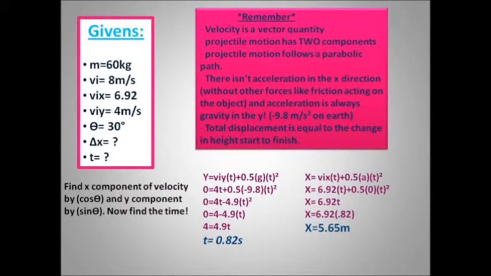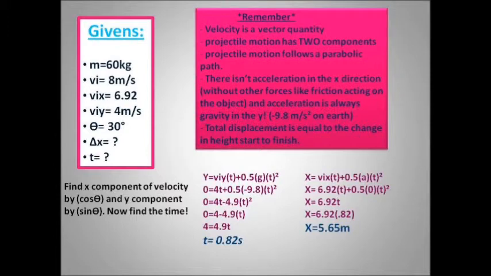Start off by listing your givens. You know that the velocity was initially 8 meters per second at a 30-degree angle, but then we have to break it into components. You know that the y component is going to be sine theta times the velocity, and the x component is going to be cos theta times the velocity. Then once you have those two velocities in those directions, you can put them inside your kinematic equation.